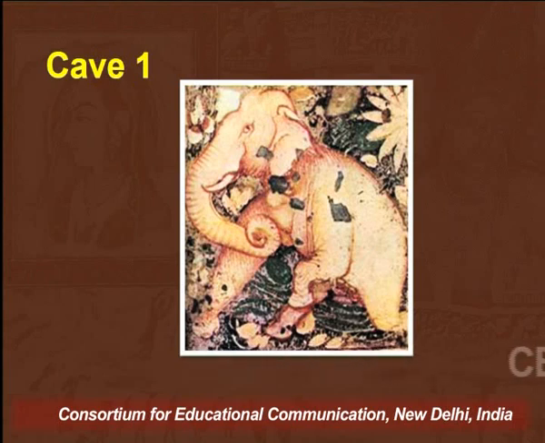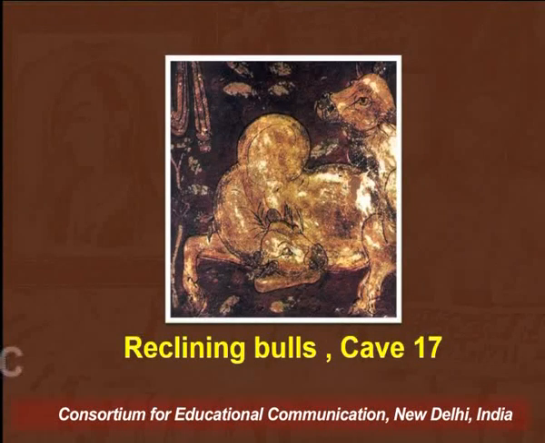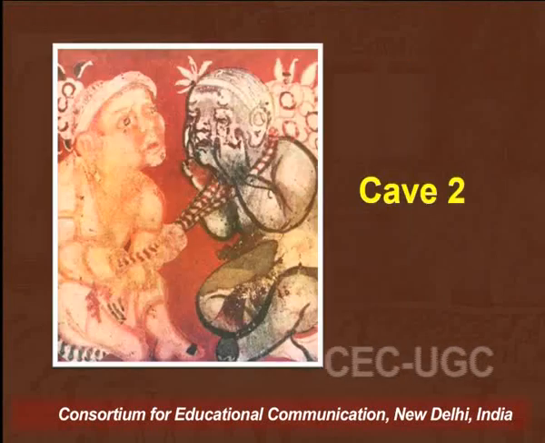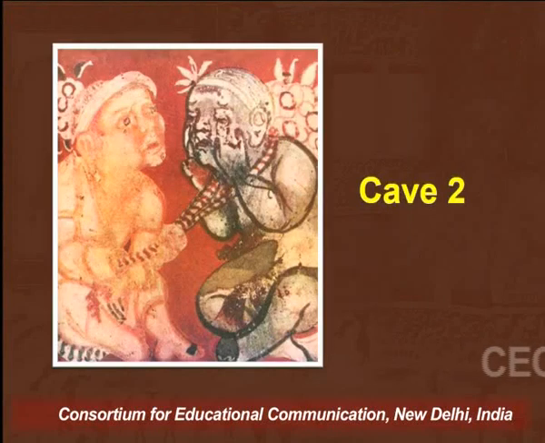Again, the form and shape of the elephant captures the movement, the step forward, and it's not a static kind of figure. Then another interesting image was that of reclining bulls, which is from Cave 17. Then from Cave 2, you can see another interesting visual.